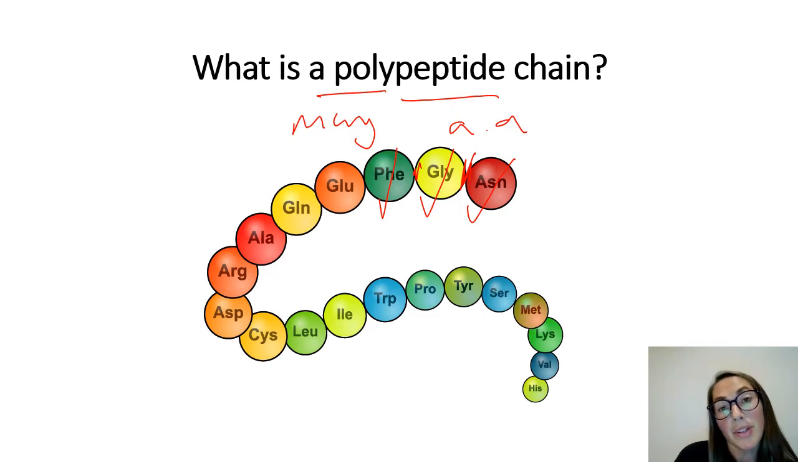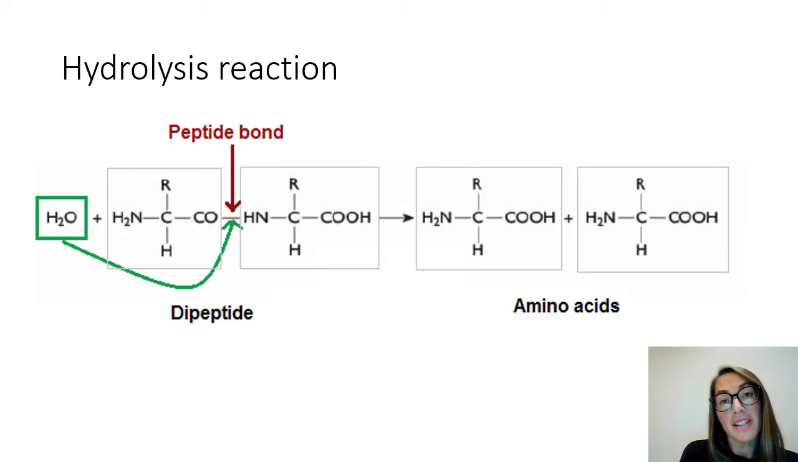Now when these peptide bonds form, it's a condensation reaction. So as you saw in the last slide, we get water as one of the products. If you remember, condensation on windows is when you get a bit of water on windows, and that might help you remember. The opposite of the condensation reaction is a hydrolysis reaction.